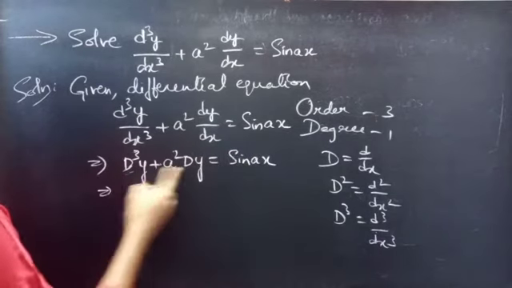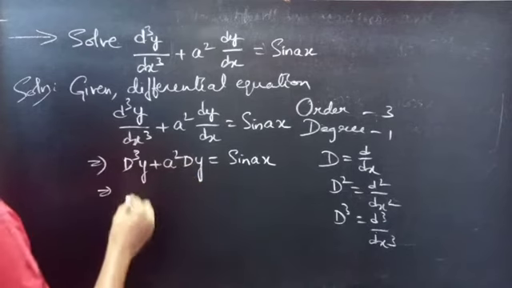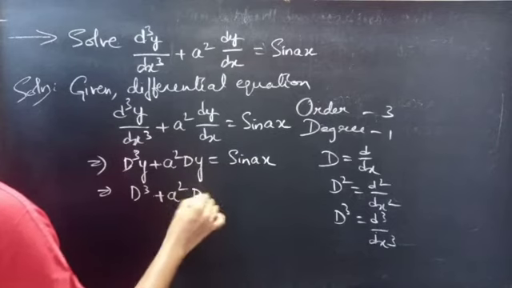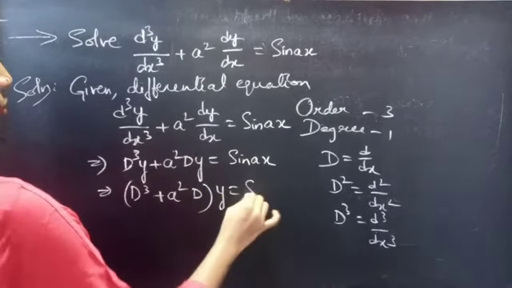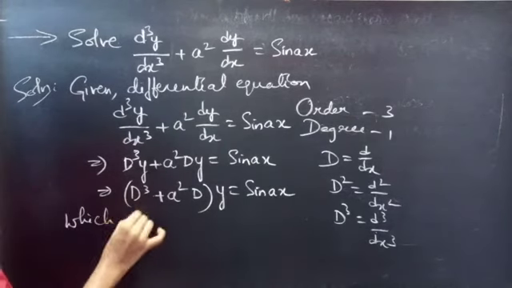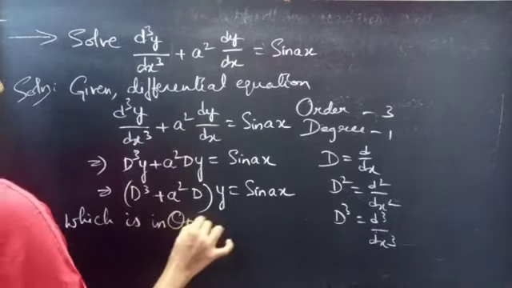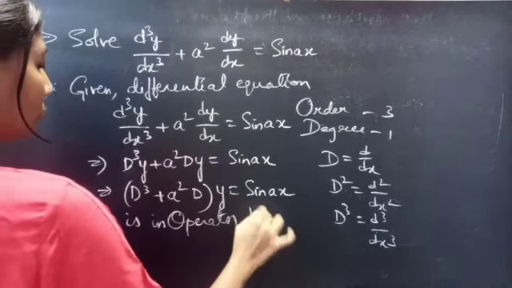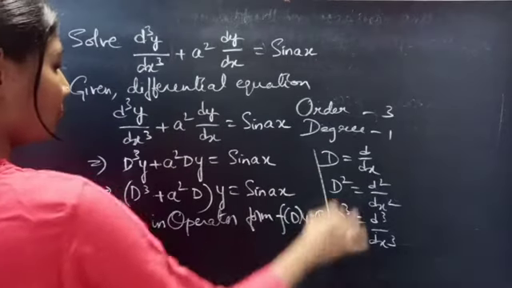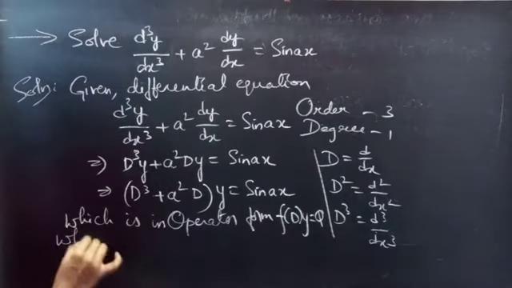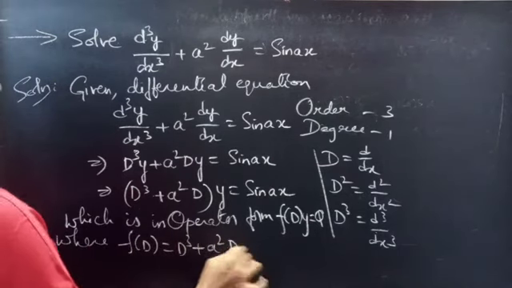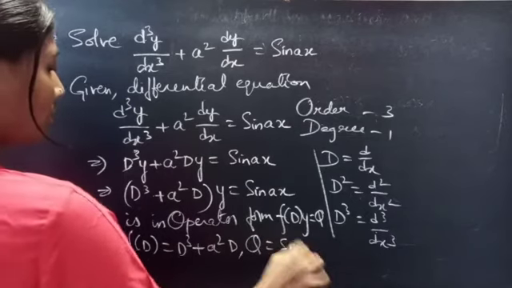Now let's take D common from the two terms of LHS. We'll get D cube plus a square D into y equals to sine ax, which is in operator form: F of D into y equals to Q, where F of D equals to D cube plus a square D and Q equals to sine ax.